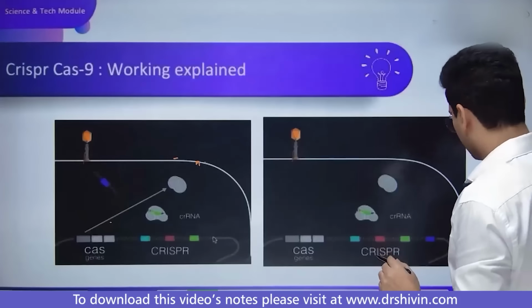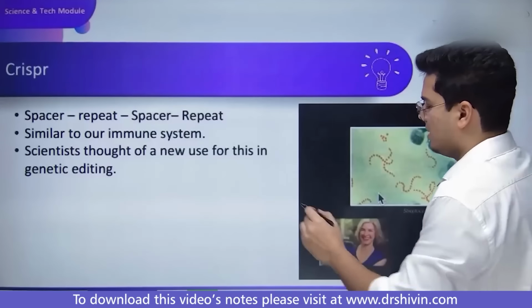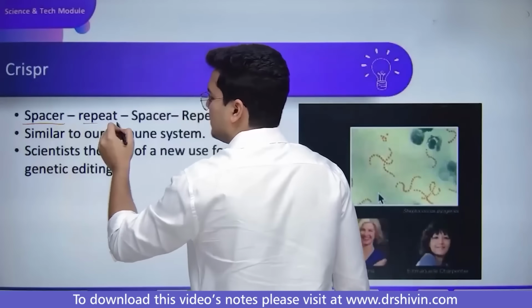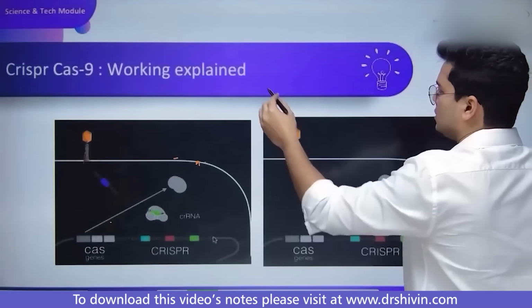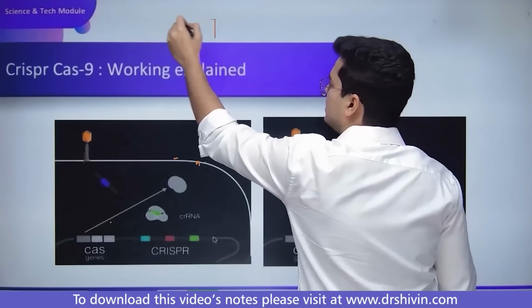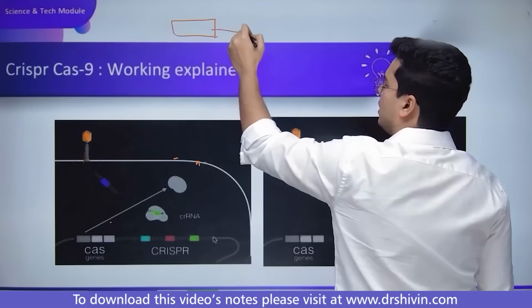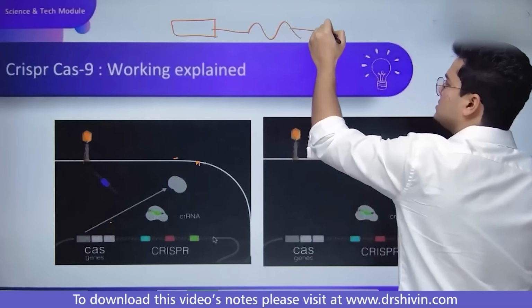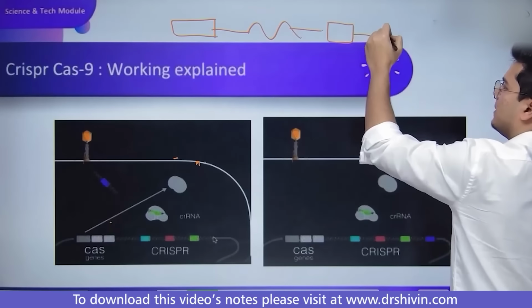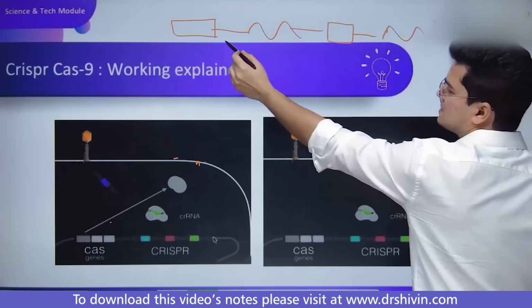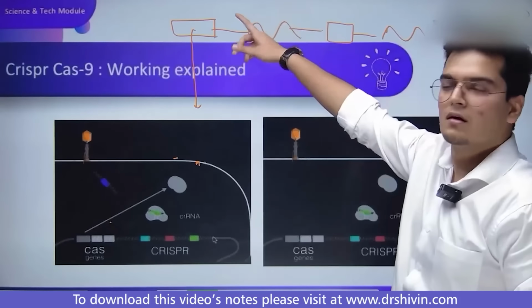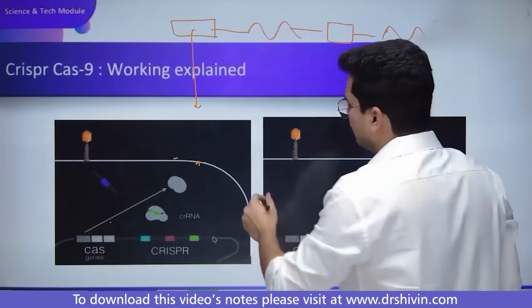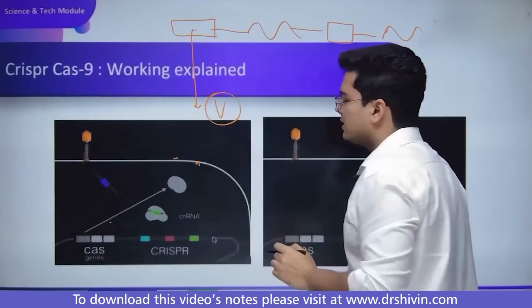This system is called CRISPR because इसका जो structure है, it is like this: spacer, repeat. Okay. So there is some spacer DNA, then a repeated palindrome, then spacer DNA, then repeated palindrome. What is this spacer DNA? This spacer DNA is that viral DNA जो इसने अपने साथ इंटीग्रेट कर रखा है.